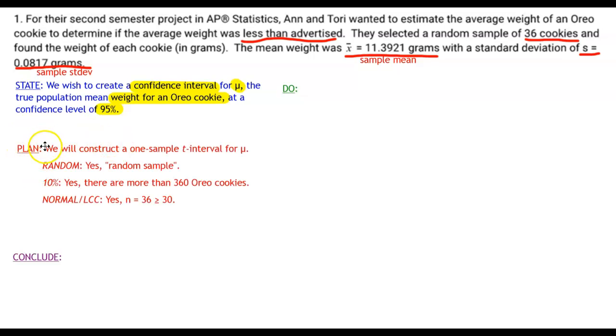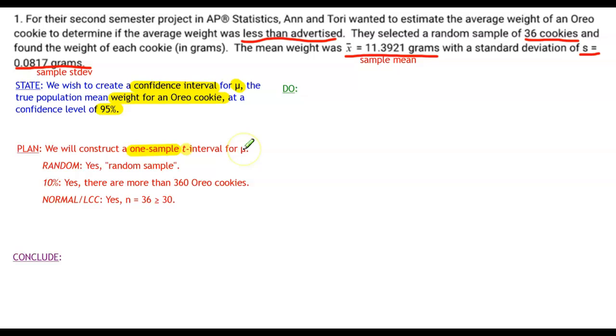All right, in our plan step, we're going to state that we're constructing a one sample t interval for mu. The important piece of information here is one sample. We're only looking at one sample of 36 cookies. Later on in the course, we'll talk about what happens when we collect multiple samples and look at their differences. We're using t for a reason that I'm going to mention in a moment.